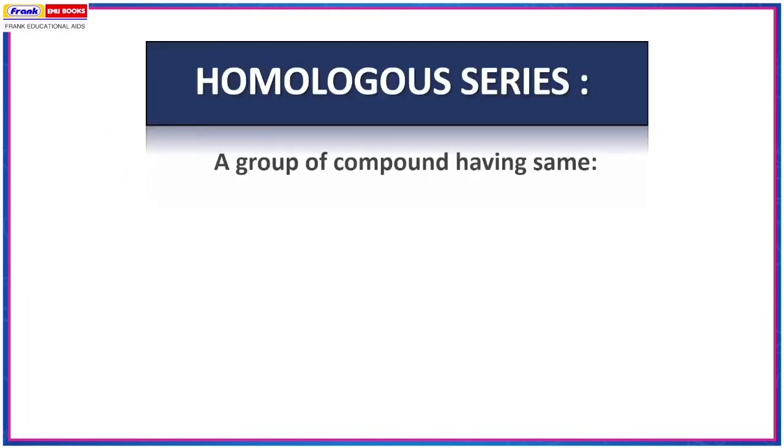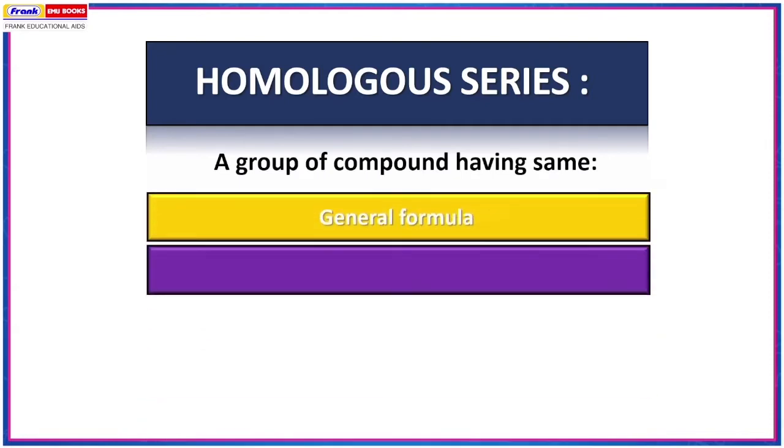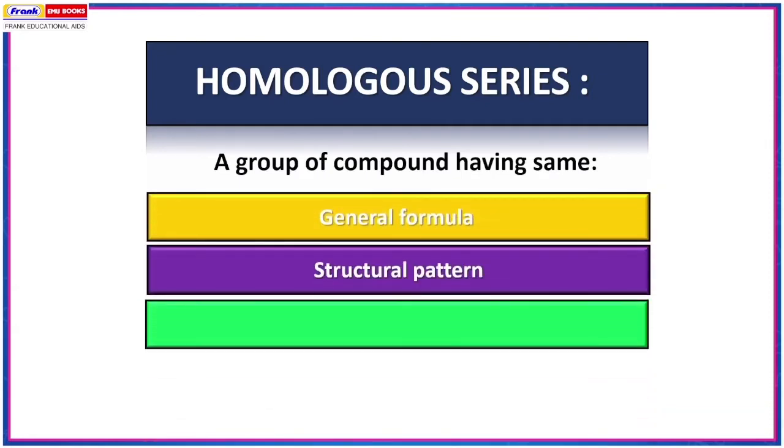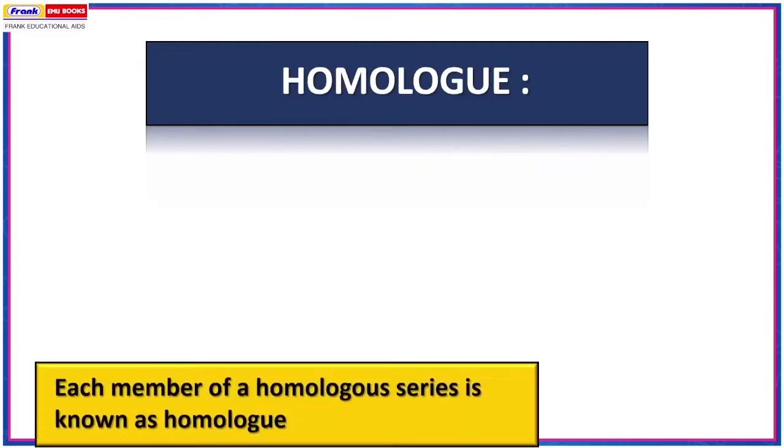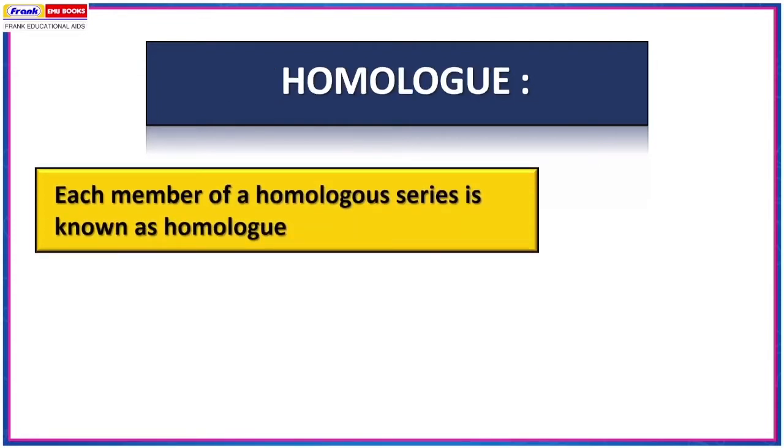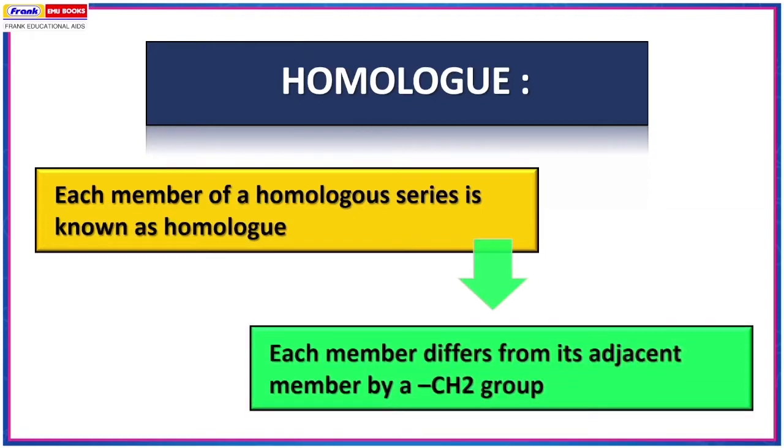Homologous series: a group of compounds having the same general formula, structural pattern, chemical behavior and method of preparation. Homologues: each member of a homologous series is known as a homologue. Each member differs from its adjacent member by a CH2 group.